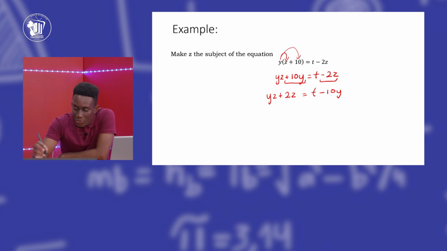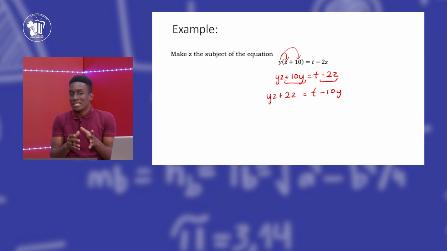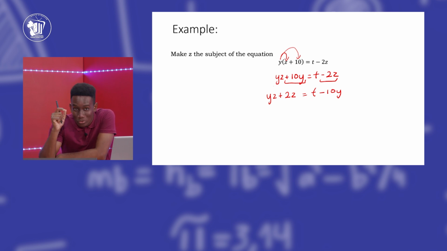So now I have a scenario in which I have yz and I have 2z, and I cannot put them together because they're adding and I cannot just merge them. So I think of an operation, or something that I can do to turn these two z's that I have into one. And what I can do is factorize the z from the two terms, and that will take out the z and I will have one z remaining.